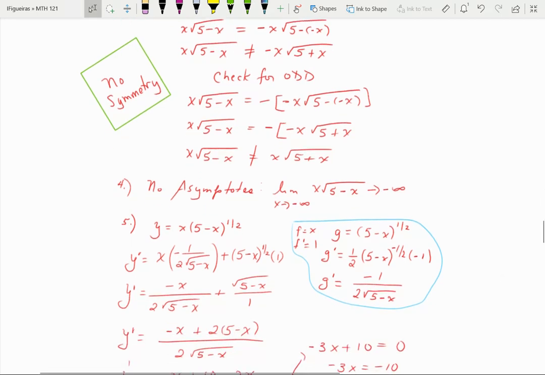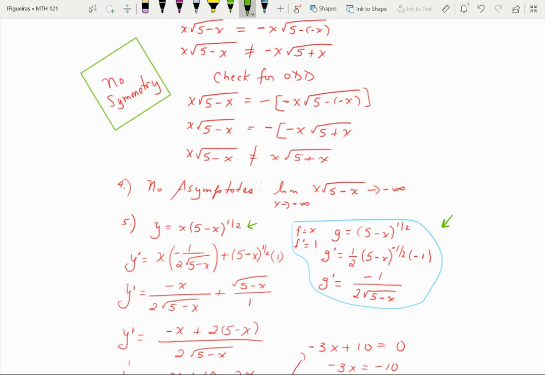So x times (5 minus x) to the 1/2, that's our original function. I just wrote it without the radicals so that I can easily take the derivative. This is a product, so here's the work on the side for product rule. So f is x, f prime is 1, g is (5 minus x) to the 1/2.